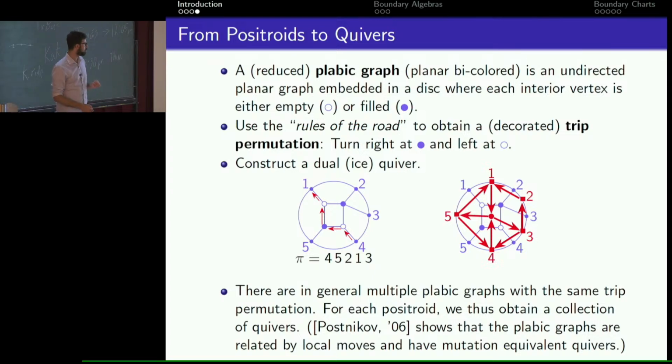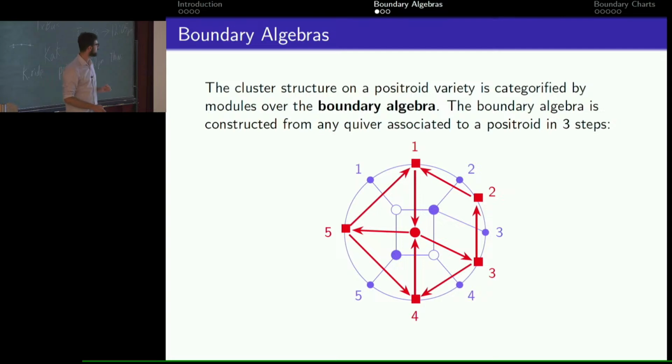And that's going to allow me to construct the boundary algebra. So I'm going to give the construction of the boundary algebra that exists in the literature. The details are not going to be super important. What I really want to emphasize is that there's a lot of steps. The first step is to construct this quiver, and it doesn't matter which one. We can start with any quiver. It's going to give us the same result in the end.